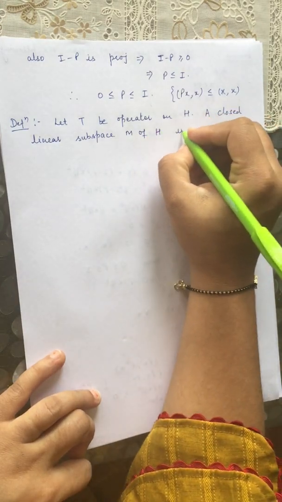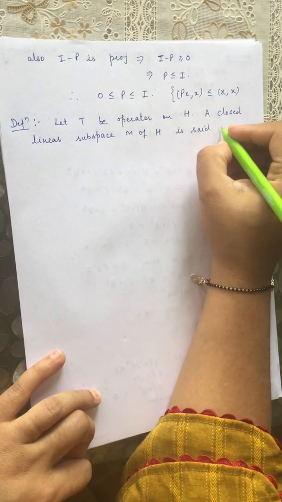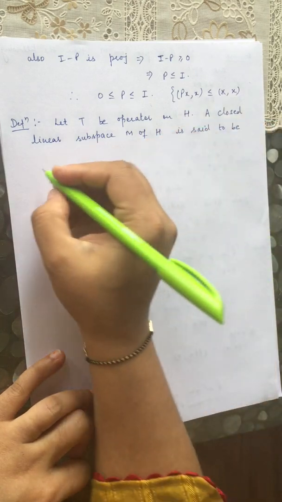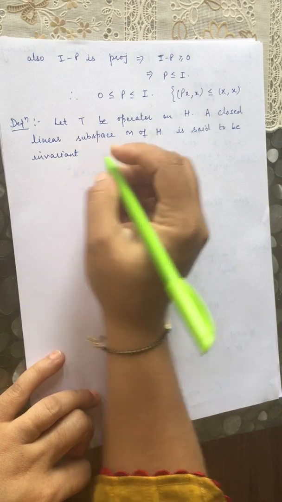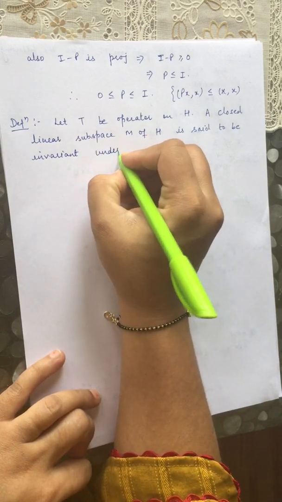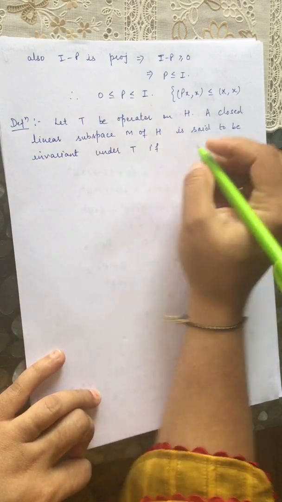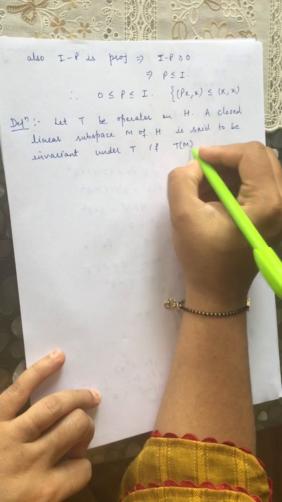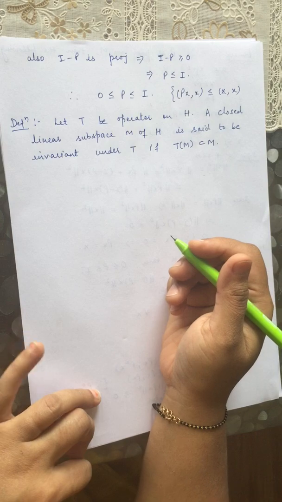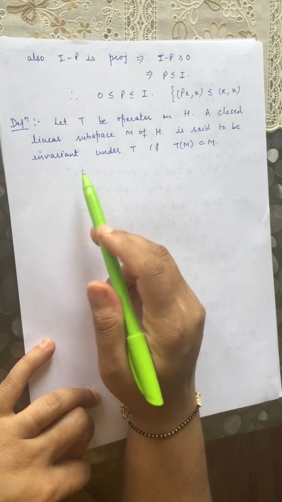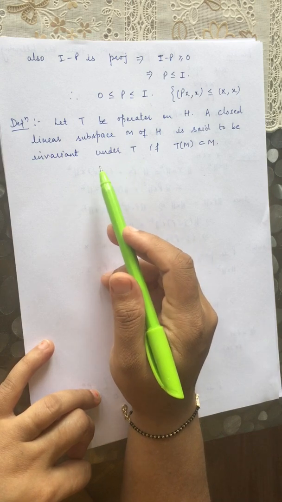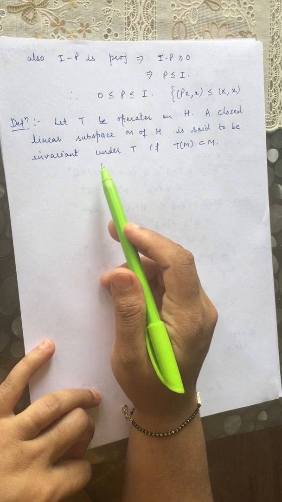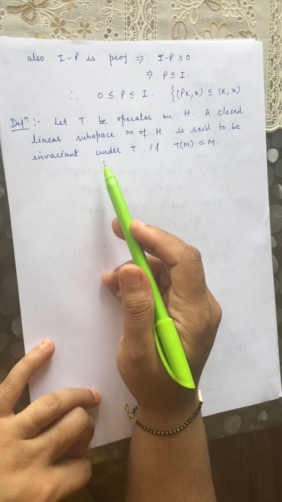Then M is said to be invariant under T if T of M is contained in M. So we can say, as we can see from the name of invariant, that T of M is contained in M, means every vector of M has its image under T again in M.